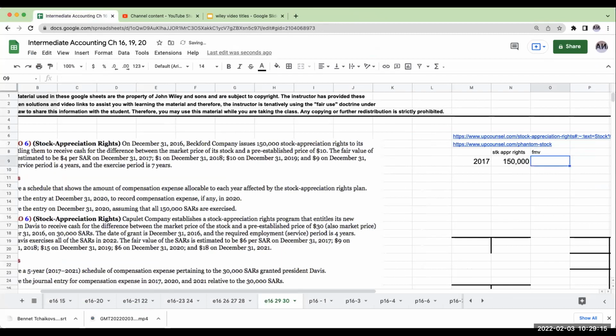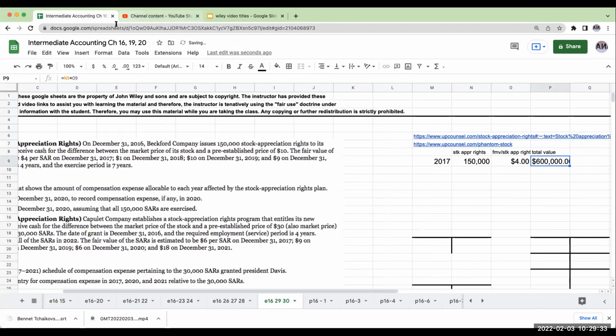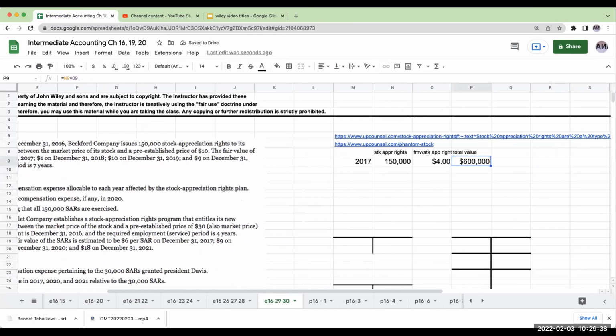So the fair market value of this is going to be $4 per SAR. So the total value for the first year is going to be $600,000. What's important to remember is that this is the total value of the SAR. However, because we're recognizing this over a period of 4 years, the amount for 2017 that we're going to recognize is going to be 25% of that. So this is going to be 600,000 times 25%. And that's going to be the expense.